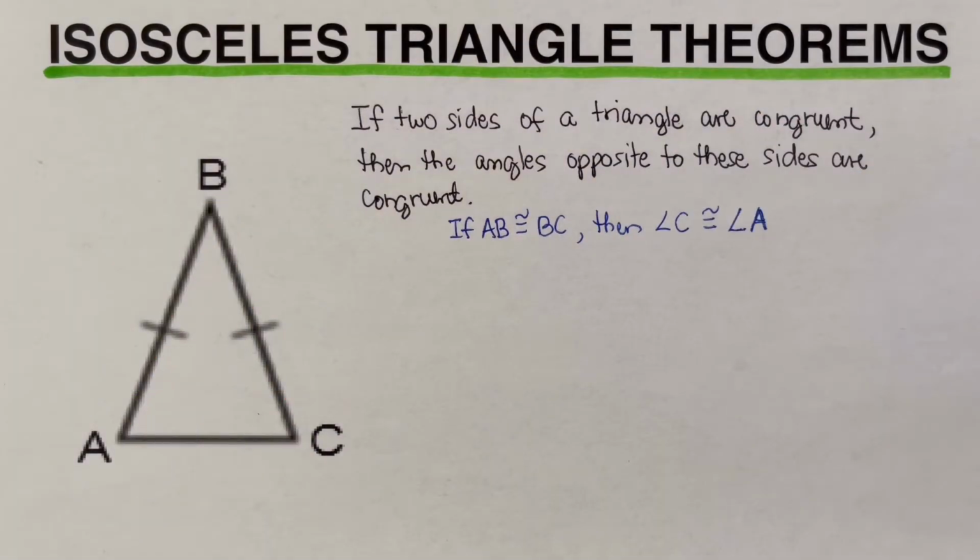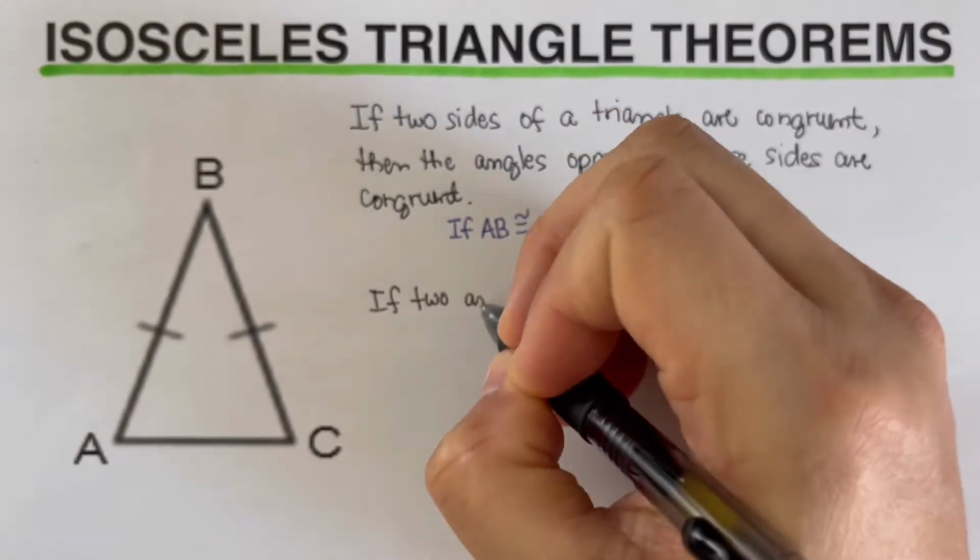Now let's have the converse of this theorem. The converse of the isosceles triangle theorem states that if two angles of a triangle are congruent, then the sides opposite to these angles are also congruent. I'm just going to write that down here.